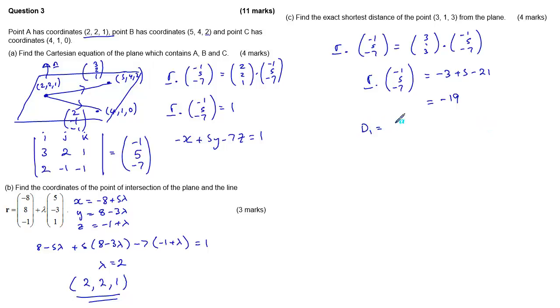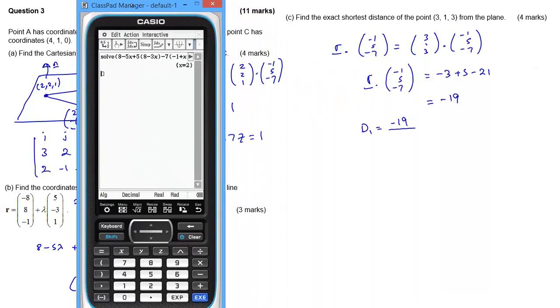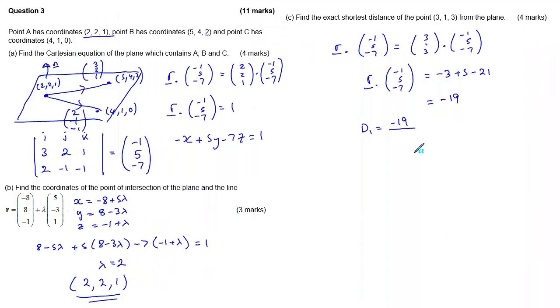So the distance for this one is going to be -19 over the modulus of the normal. That's going to be 1, add 25, add 49, 75. So root 75, which is -19 over, 75 is 25 times 3, so that would be 5 root 3, which is -19 root 3 over 15.